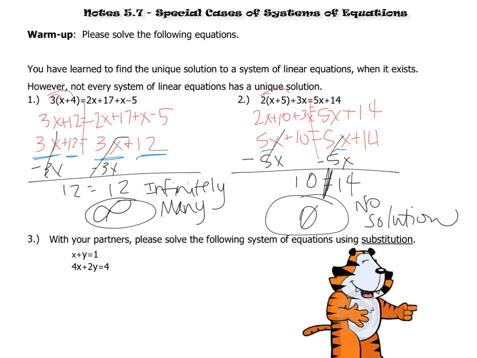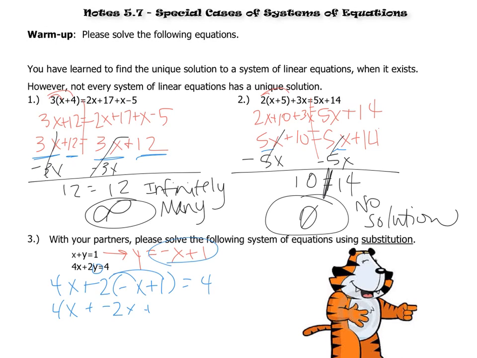So the first thing we're going to need to do is solve the top one for either x or y. I'm going to solve for y, which means I have to subtract x from each side. So negative x plus 1 is going to go in for this y. So 4x plus 2 times negative x plus 1 equals 4. 4x plus negative 2x plus 2 equals 4.